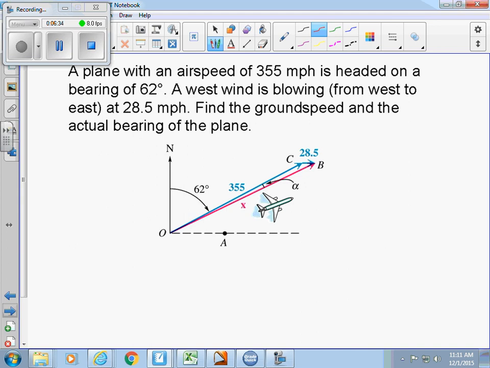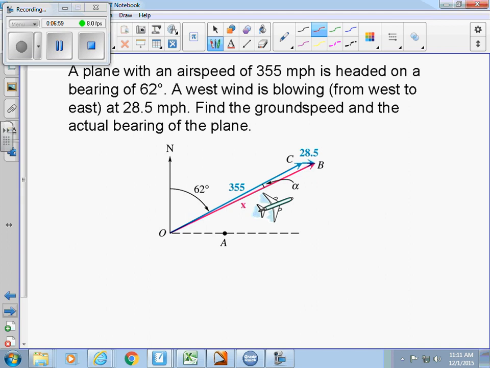So this is an interesting problem. I mentioned it yesterday when we talked about vectors, that airplanes are something where resultant vectors come into play a lot, because we've got wind involved in our direction. So we have two vectors. This time, what's the magnitude that they give us? It's in miles per hour.